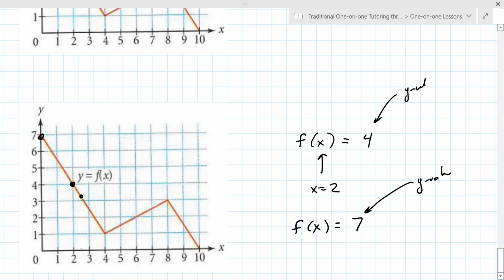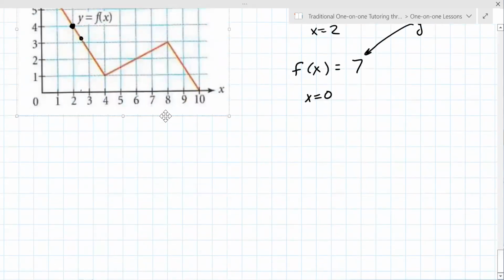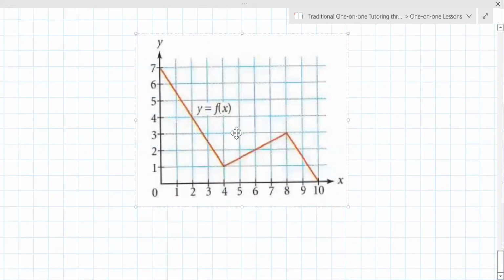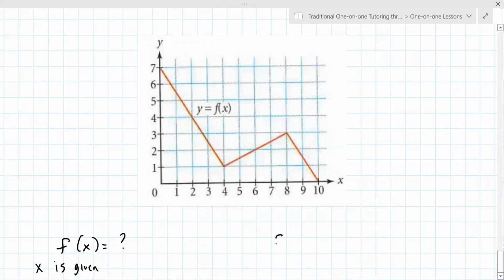Sorry, I was looking at this. So this is the confusing part. This is truly the confusing part: there are 2 questions you're going to be asked. Let me try to summarize here. So here's the graph, and there are 2 questions that you could be asked. F of x equals something. So in this problem, they give you x. X is given.